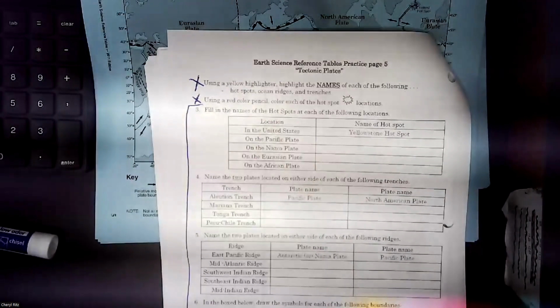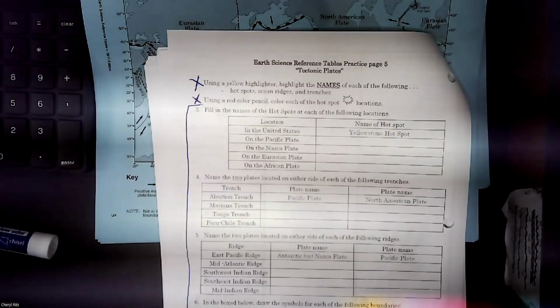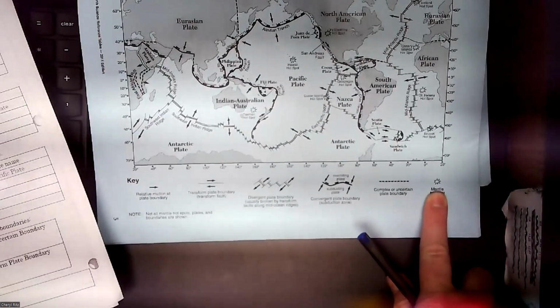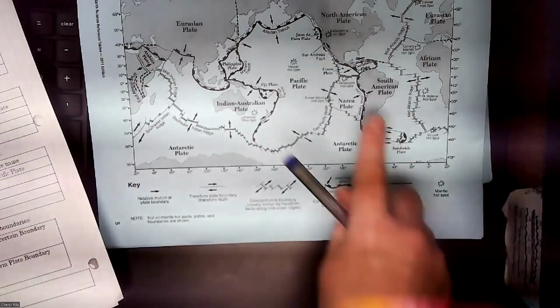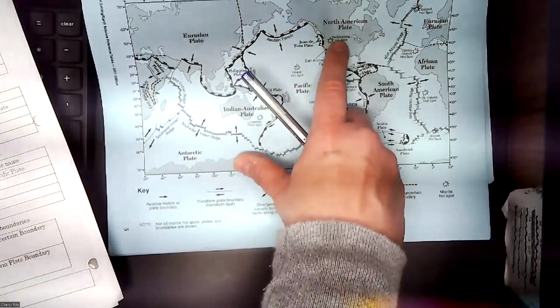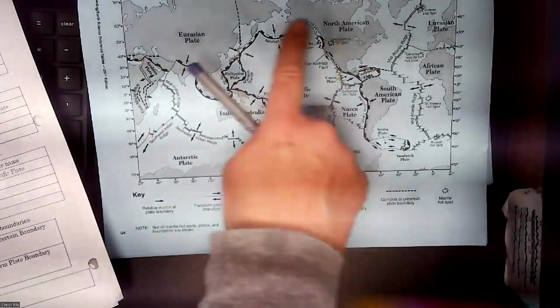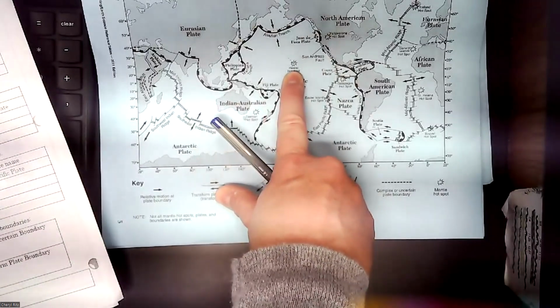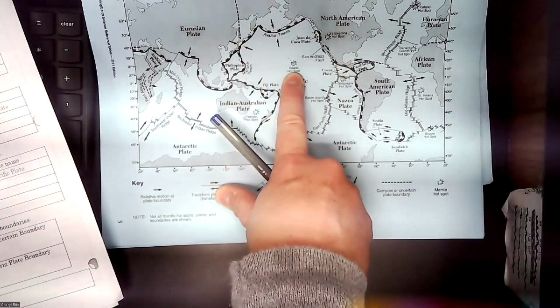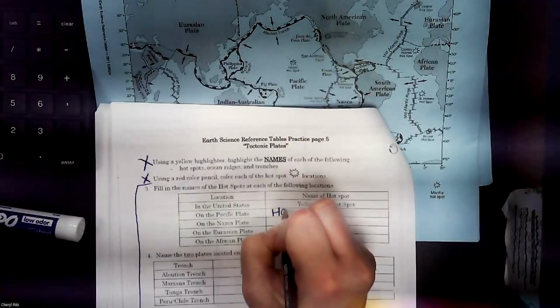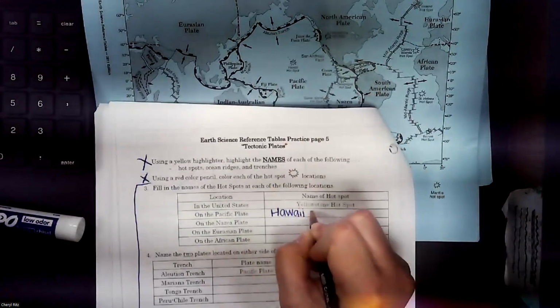Now, unfortunately, the first question we haven't looked at yet, it's hotspots, but let's go ahead and look at those now. Hotspots are shown on the reference table with these little starburst symbols. They said locate one in the United States. So here's the United States, there's the starburst, Yellowstone. Then they said find one on the Pacific plate. Here's the Pacific plate, there's a starburst, what's it labeled? Hawaiian hotspot. So the answer there to the one on the Pacific plate is Hawaii hotspot.